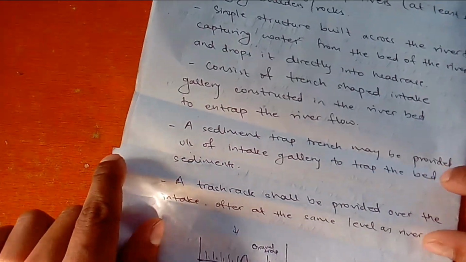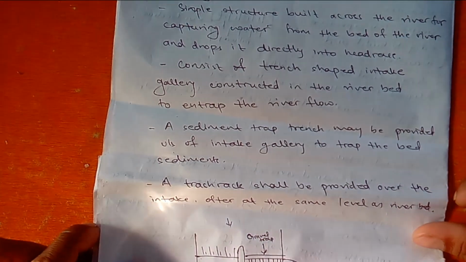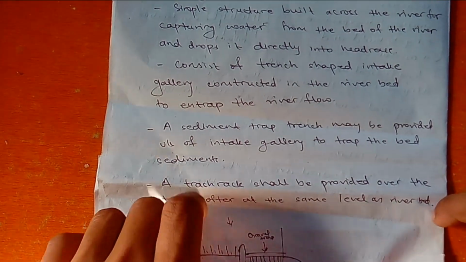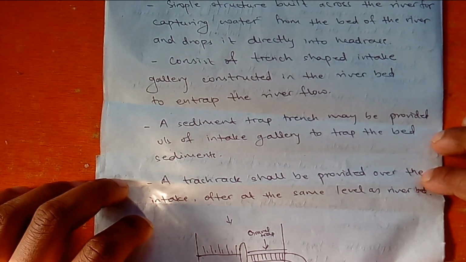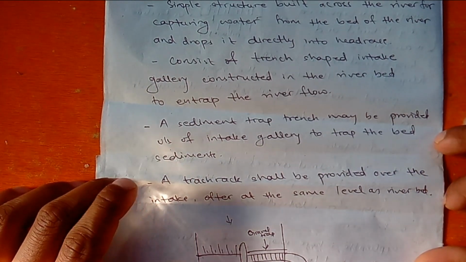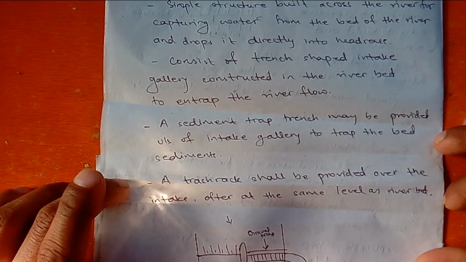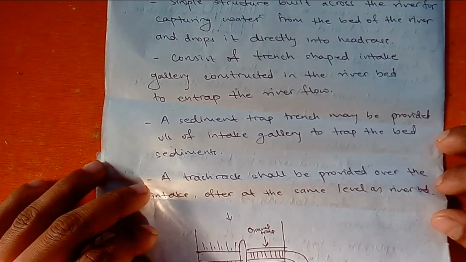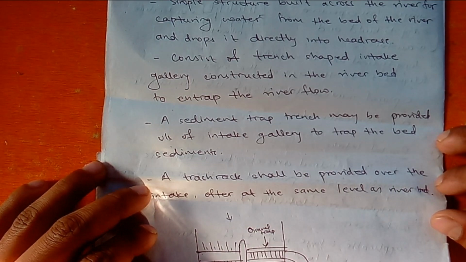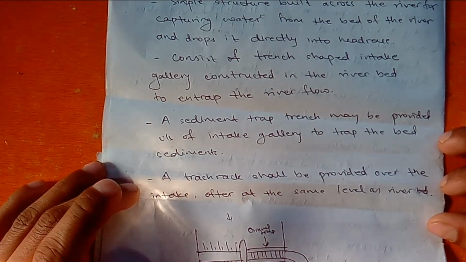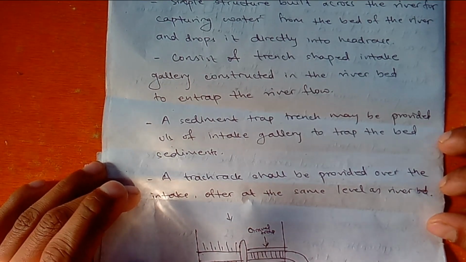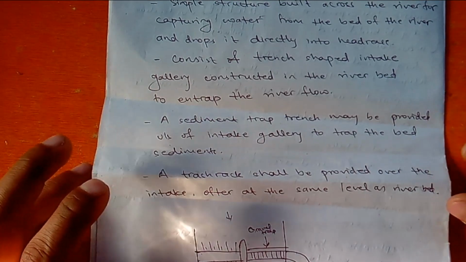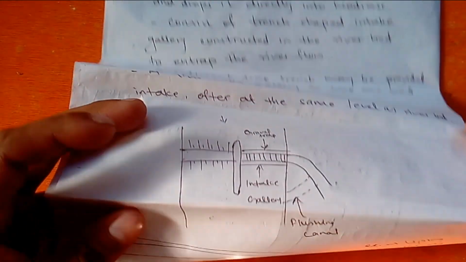A trash rack shall be provided over the intake. Yes, there is a trash rack over the intake, often at the same level as the riverbed. That means it helps to take account of the intrusion of rocks and boulders into the headrace. So the trash rack is provided immediately over the trench or bottom intake.